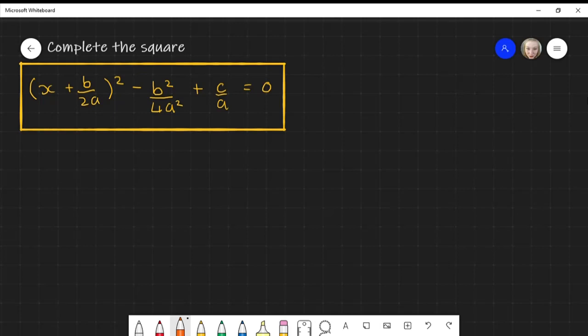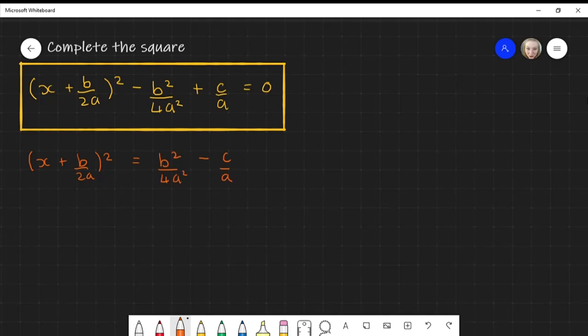First things first, I'm just going to put all of the constants, so the b squared over 4a squared term and the c over a on the right hand side. You notice we're basically using the same steps that we did in the complete the square method. We're just not using any numbers, we're just leaving all of the placeholders there. So let's do that. Do be careful of your signs.